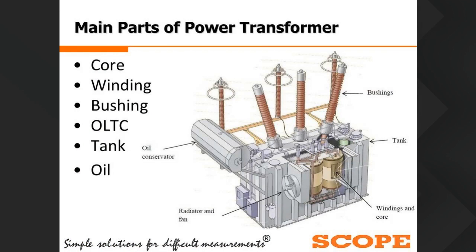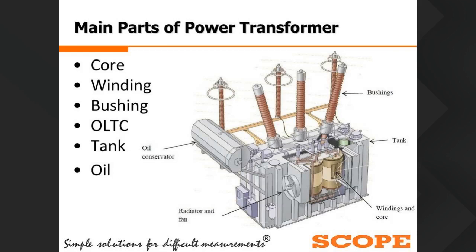Basically core, the material used for designing the core is silicon steel. Then winding, the winding is of copper material. Bushing, there are two types of bushings, that is OIP and RIP, that we can say oil impregnated paper. Then OLTC, OLTC is one of the important components of the transformer, used to regulate voltage without interrupting the load current. This is the main importance of the OLTC.